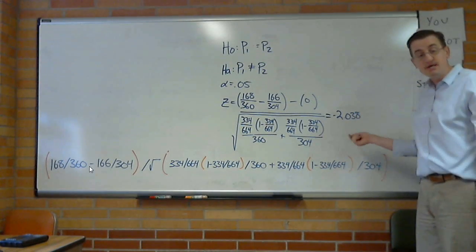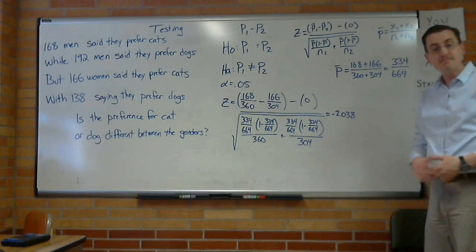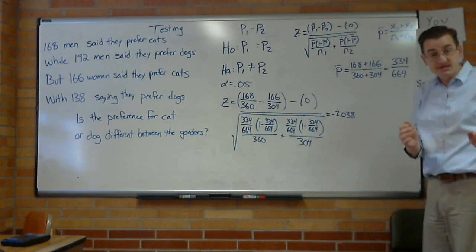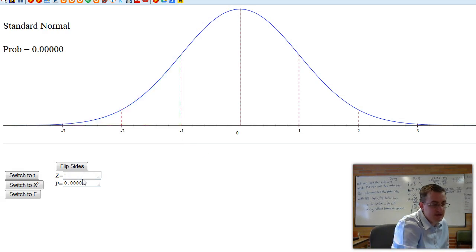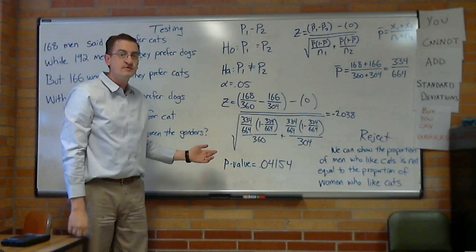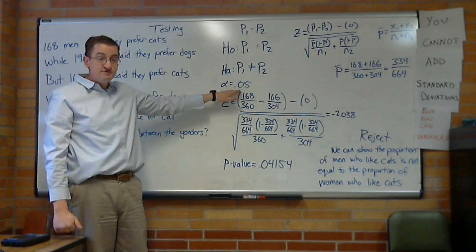So with that in mind, let's go back to everything we had on the board before. Back to the example that we were working with. My z-score is negative 2.038. I plug that into the applet. And notice that my test is not left-tailed or right-tailed. This is two-tailed. So I do want this little tail here, but I'm going to take that 0.02077 and I'm going to double it, which leaves us with a p-value of 0.04 compared to an alpha of 0.05.